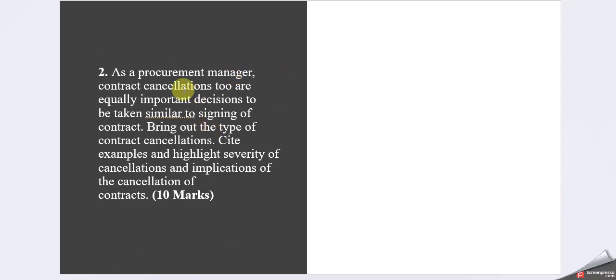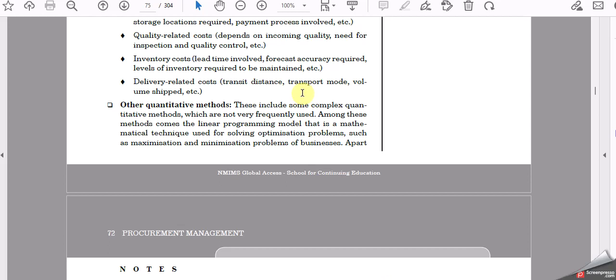As a procurement manager, contract cancellations are equally important decisions to take, similar to the signing of a contract. Bring out the types of contract cancellation, cite examples and highlight the severity and implications of the cancellation of contracts. So this is again for 10 marks. Let us find solutions. Contract cancellation is in chapter 8, subheading 8.4. Let me take you there, page number 205.